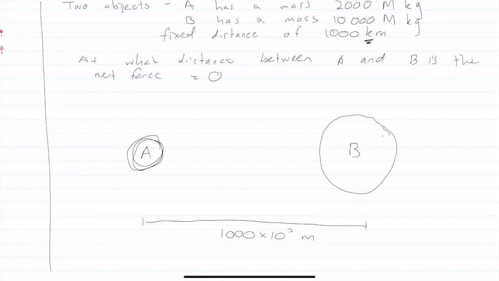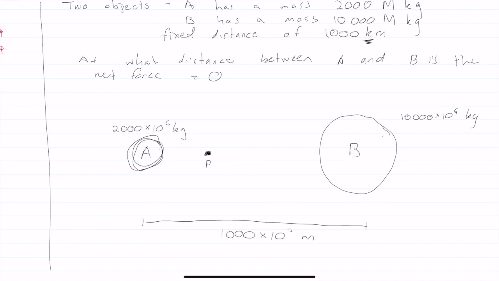I want meters as my units. I'm also going to do the same thing with their masses. I'm going to say this is 2000 times 10 to the 6 kilograms, and this is 10,000 times 10 to the 6 kilograms. So everything's in SI units. I want to know the point, some point between these two objects, let's say point P.